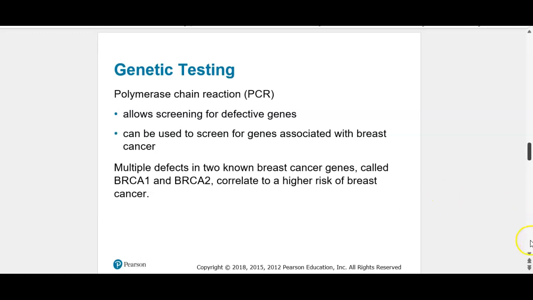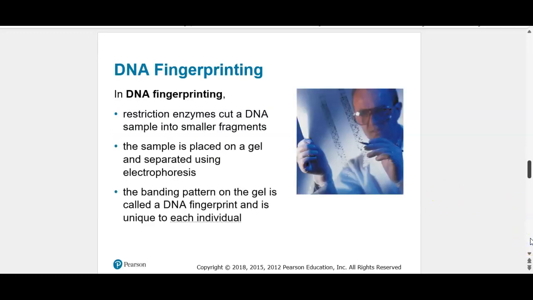Well, it'll be clear in the next couple slides. You have DNA fingerprinting. So you take a restriction enzyme, cut the DNA into smaller fragments, and then you separate those fragments using electrophoresis, and you can do various things with this. You can use fluorescent light, or you can incorporate radioactive elements into the DNA. And there's a lot of ways.